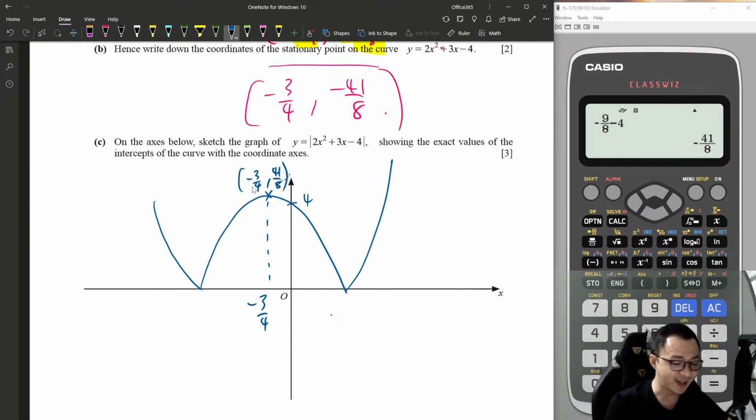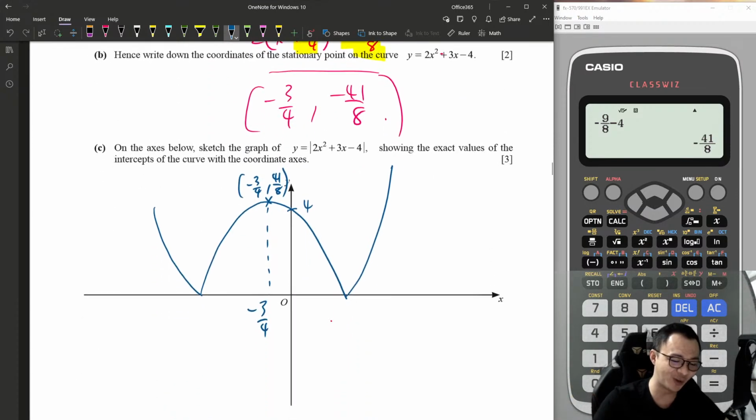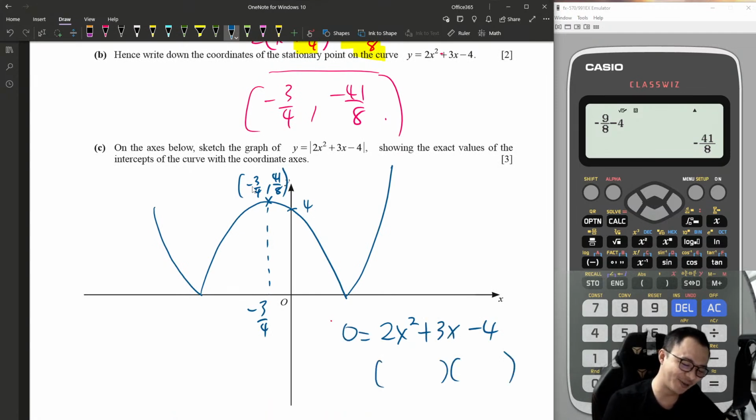Done. Show the exact values of the intercepts of the curve with the coordinate axes. So basically they want the x-intercept and at the same time the y-intercept. We already have the y-intercept, which is 4. Very easy. But the x-intercept, do we find the x-intercept here? No. So we need to find the x-intercept manually. Oh my god. So let's factorize, make it equal to 0. So this is 2x and x. I'm going to get 3. I'm going to get 4, sorry. 2. Can I do that? No.